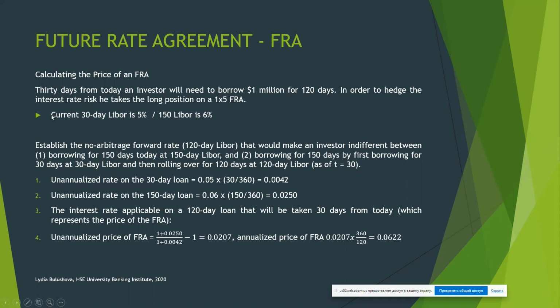So if today 30-day LIBOR is 5%, 150-day LIBOR is 6%. Why do I have 150? I needed to borrow for 120 days plus 30 days waiting. So 150 days from today LIBOR, that's 1 month waiting and 4 months just paying.